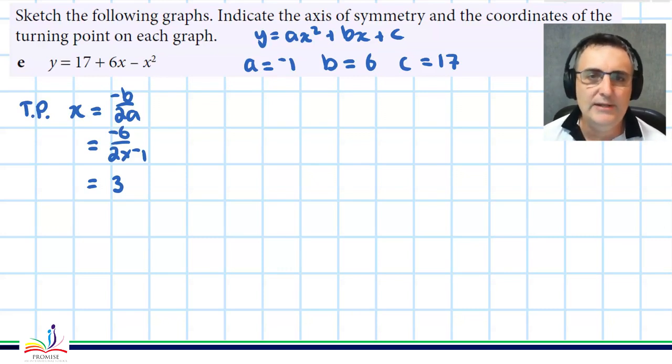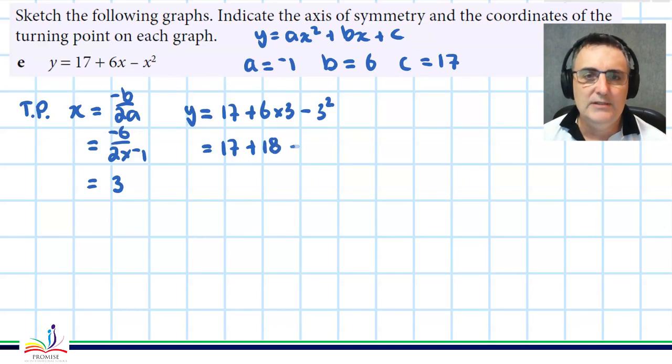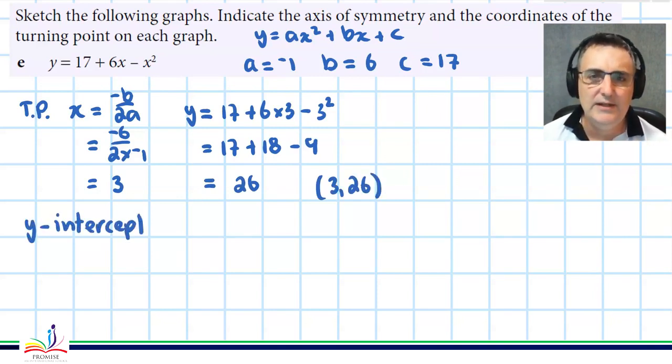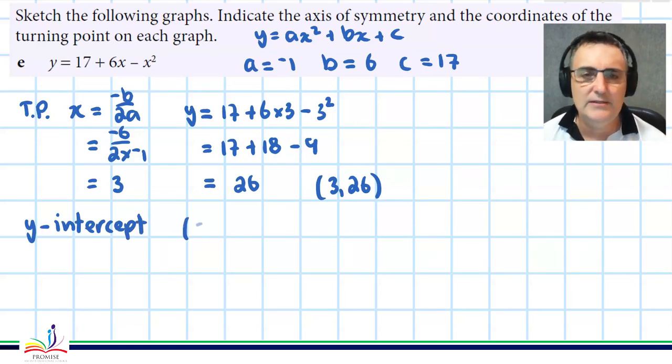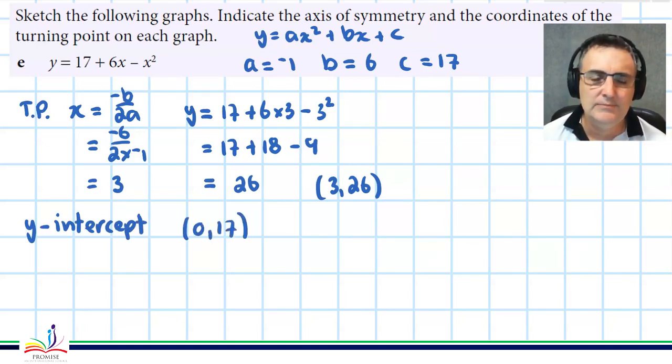We just take 3 and put it back into the equation to find out what the y coordinate is, which gives us 17 plus 6 times 3 minus 3 squared. 17 plus 18 minus 9, which is 26. And so we know the turning point is at (3, 26). Right, the y-intercept is really easy to find. It's just the c value. We know c is 17, so the y-intercept is at (0, 17).